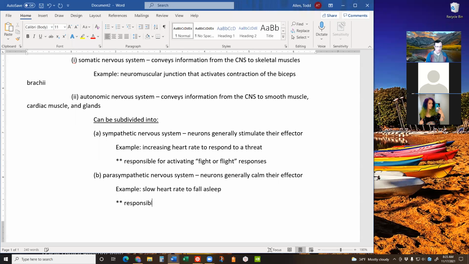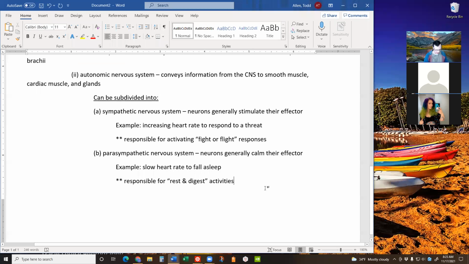So it is responsible for rest and digest activities. Okay, so fight or flight is sympathetic nervous system. Rest and digest are parasympathetic nervous system responsibilities. Okay, there is a third subdivision of the autonomic nervous system, which is the enteric nervous system.